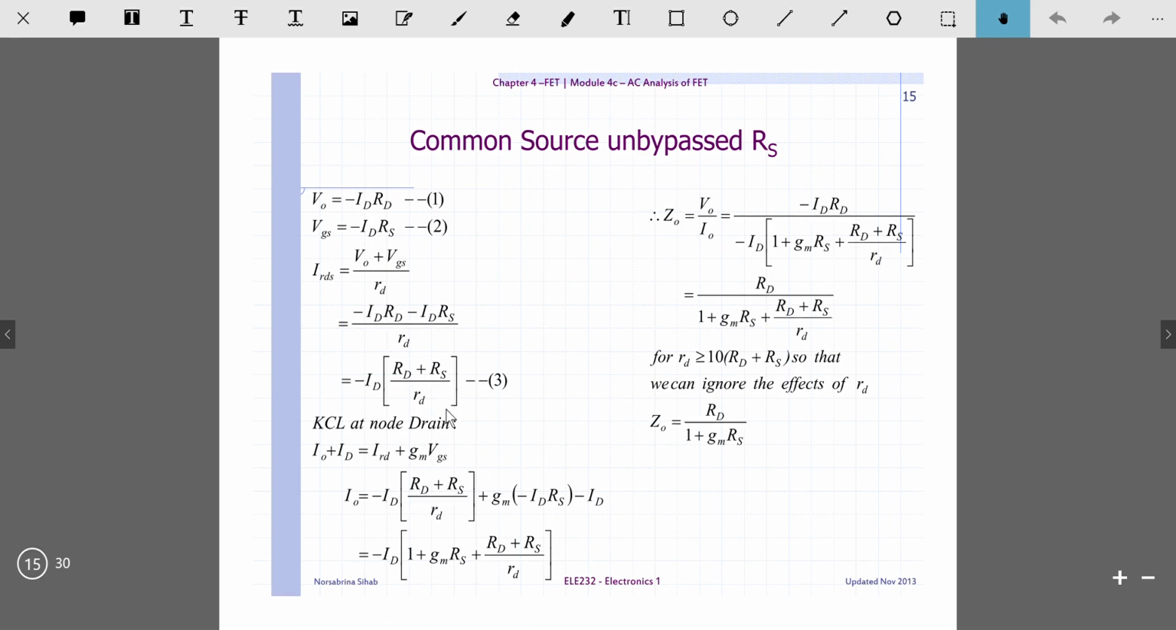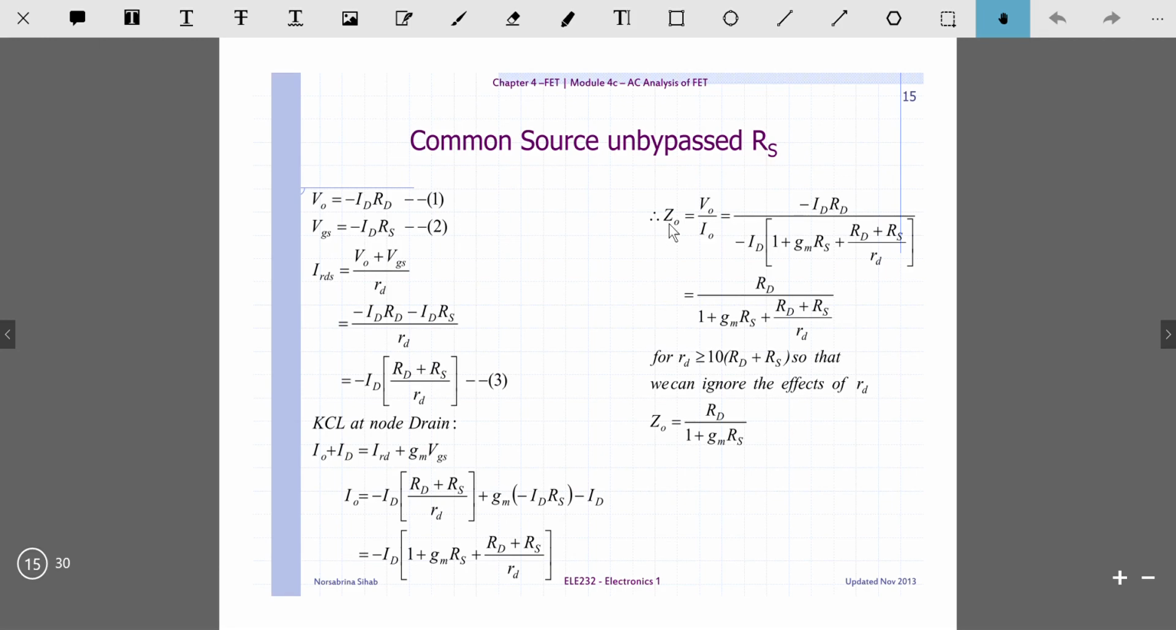Then you substitute equation 3 into the current equation over here. So I out equals to minus ID multiplied by rd plus RS over rd, that is from equation 3, plus gm multiplied by minus ID RS, this is the equation from number 2, and then minus ID. Simplify this equation, you will get I out equals to minus ID multiplied by 1 plus gm RS plus rd plus RS over small rd.